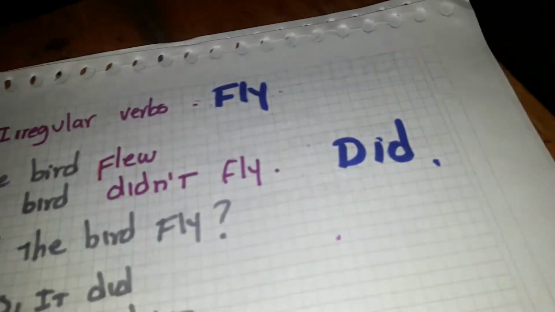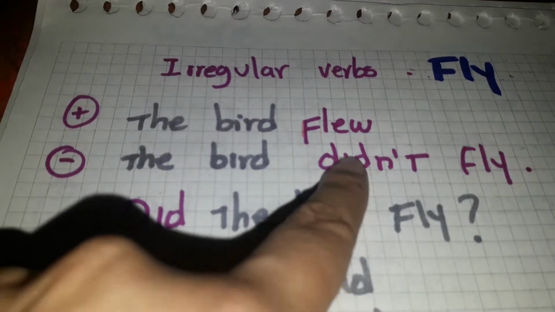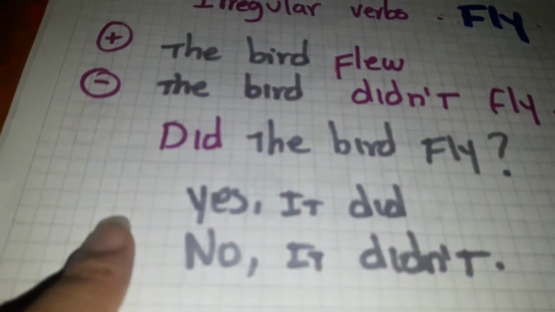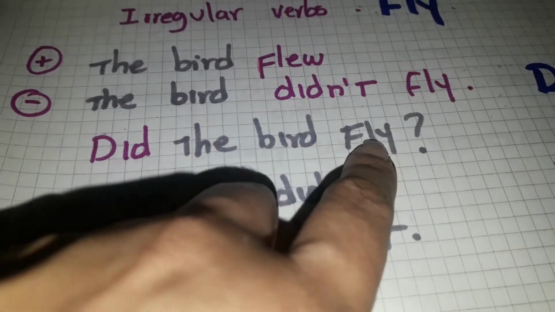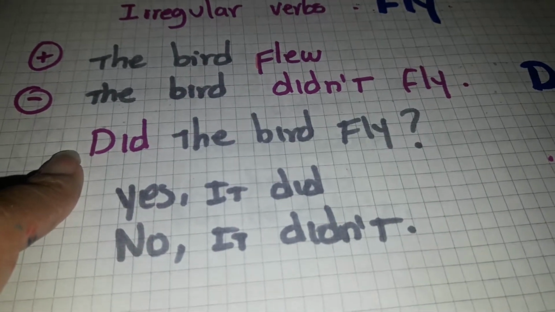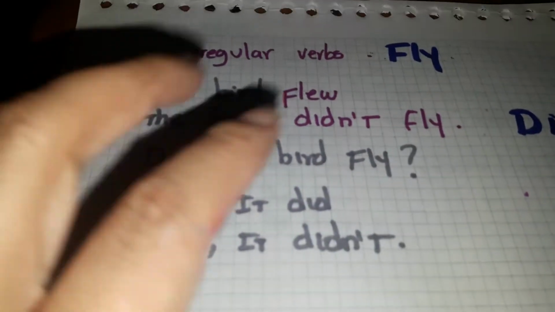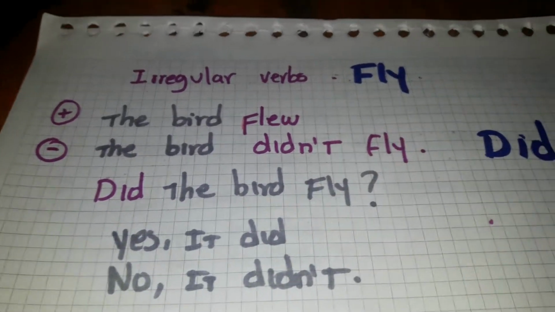But when you use the auxiliary, it's not necessary to write flew, you write fly, because the auxiliary is here, did. Did the bird fly? Look at it, fly again. Why? Because did is the auxiliary. Yes, I did. No, I didn't. The bird fly. Okay, look at this. This is so important. Take all this into account.